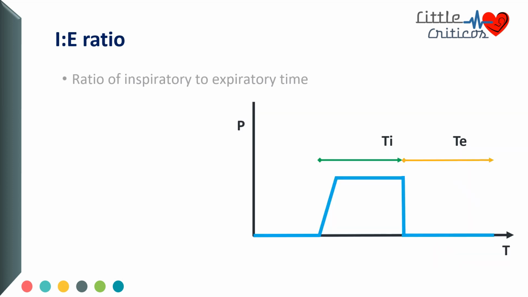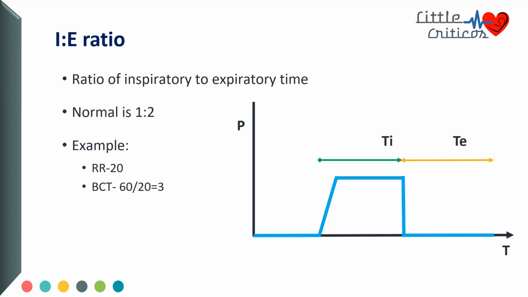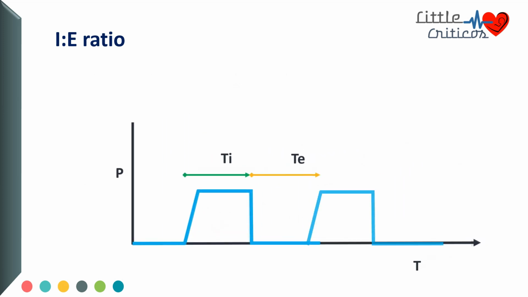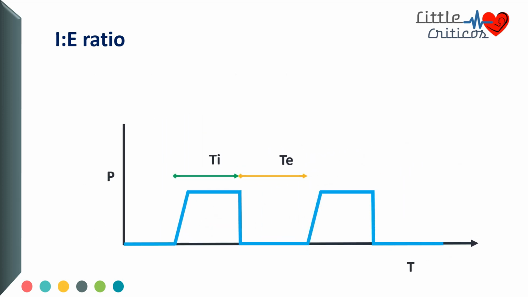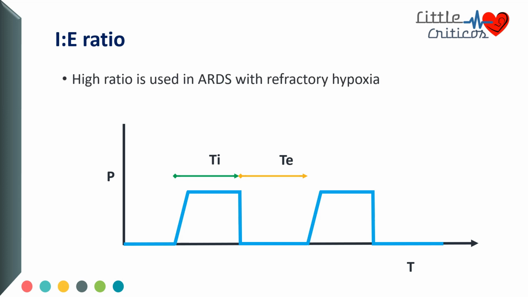IE ratio is the ratio of inspiratory time to expiratory time. The normal IE ratio is 1:2. In a patient who has a respiratory rate of 20 per minute, the breath cycle time is 3 seconds. If we set an IE ratio of 1:2, it means that we are giving an inspiratory time of 1 second and an expiratory time of 2 seconds. Higher IE ratios, meaning with high inspiratory time, are used in conditions such as ARDS with refractory hypoxia to increase oxygenation.